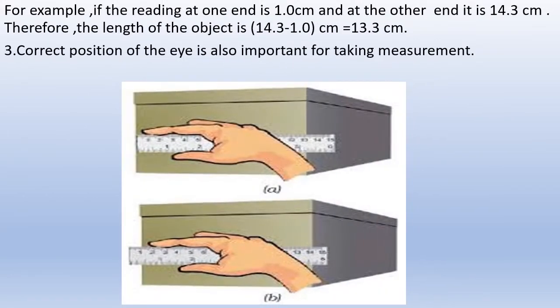For example, if the reading at one end is 1.0 centimeter and at the other end it is 14.3 centimeter, therefore, the length of the object is 14.3 minus 1.0 centimeter, which is equal to 13.3 centimeter. And third, correct position of the eye is also important for taking measurement.